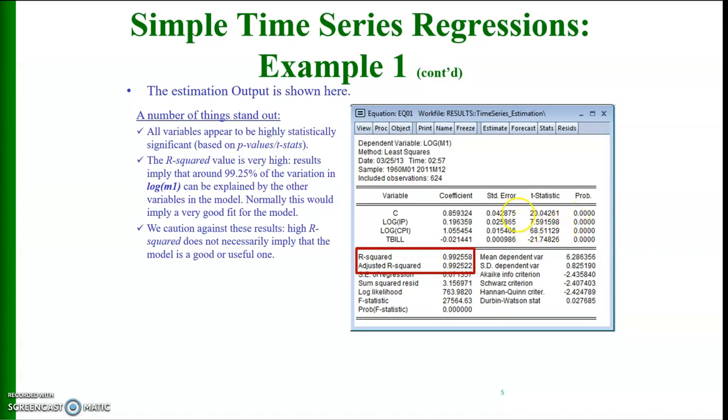The R squared value is also very high, that is 0.99, and it results in implication that 99.2% of the variation in the dependent variable is explained by these three variables, that is log of industrial production, log of consumer price index, and treasury bill. Normally, this would imply a very good fit of the model. However, we must be very careful against these results. High R squared does not necessarily mean that the model is a good fit.